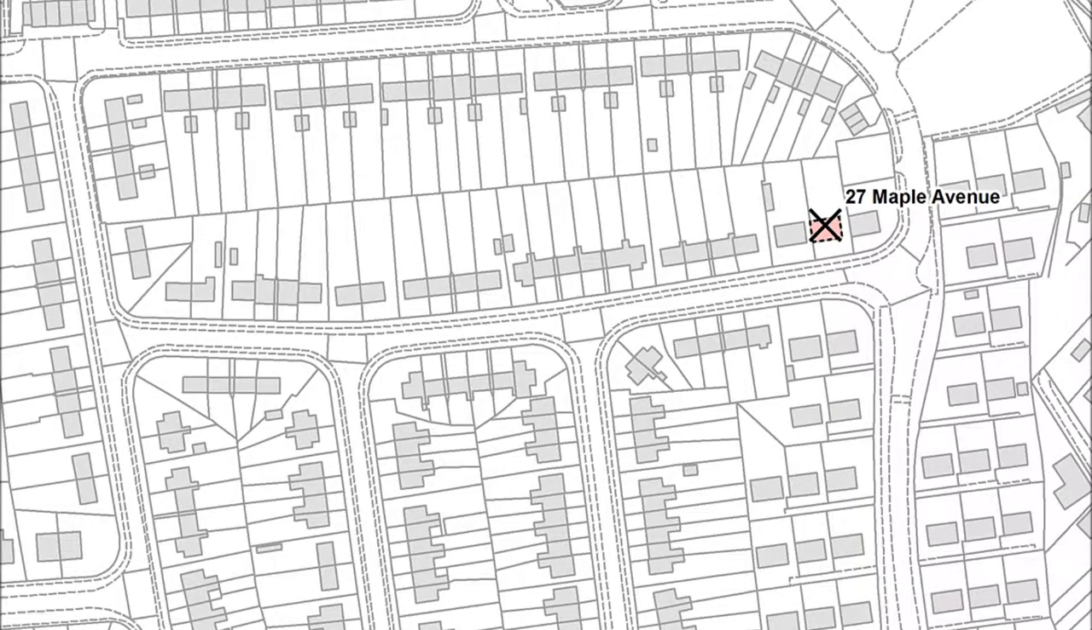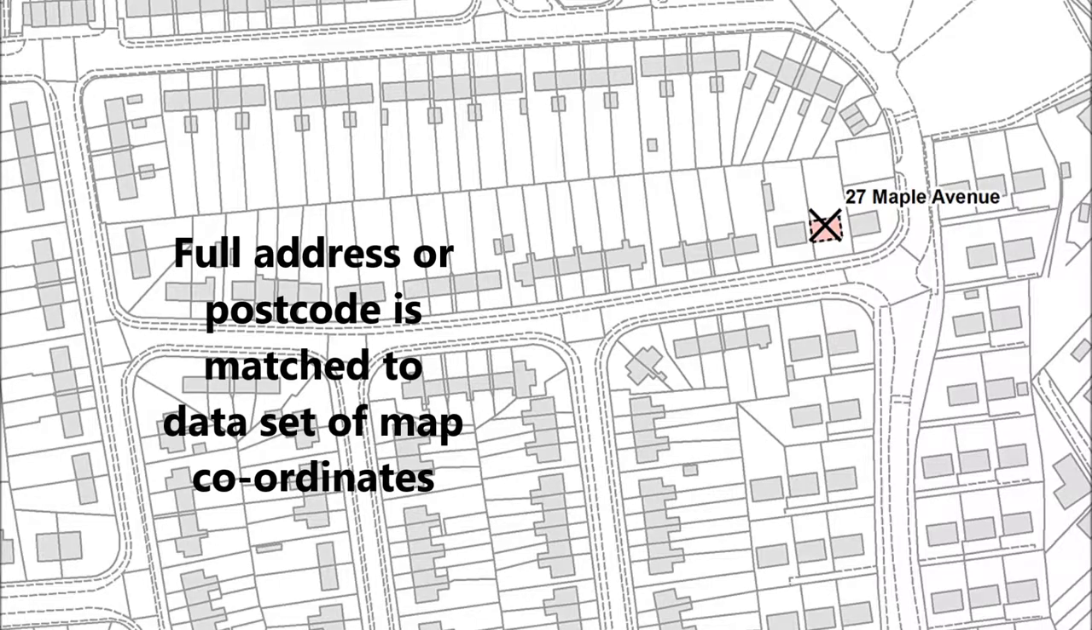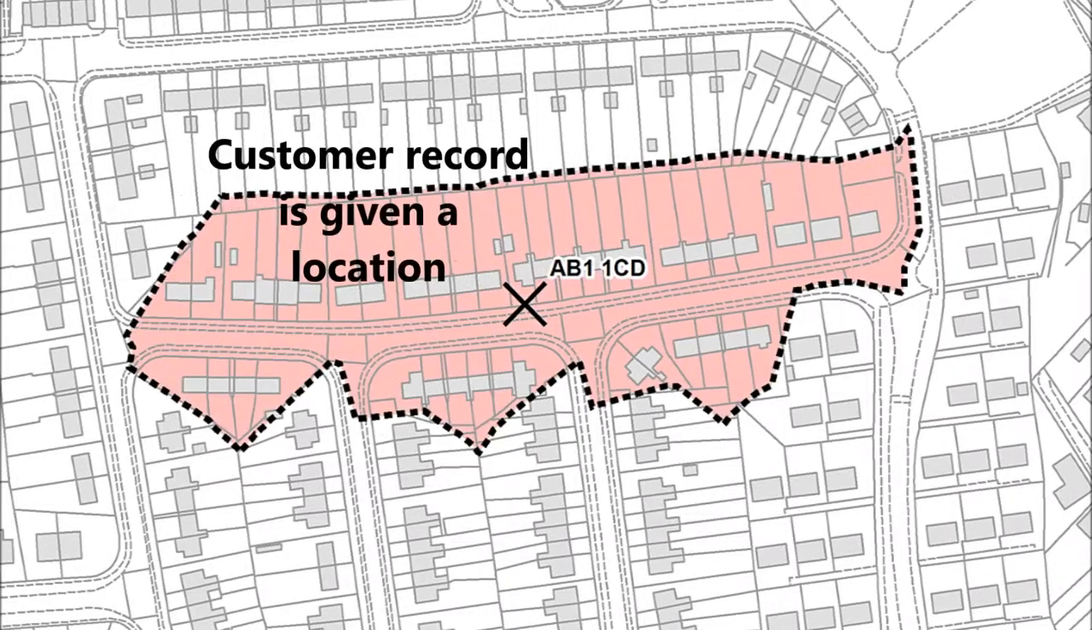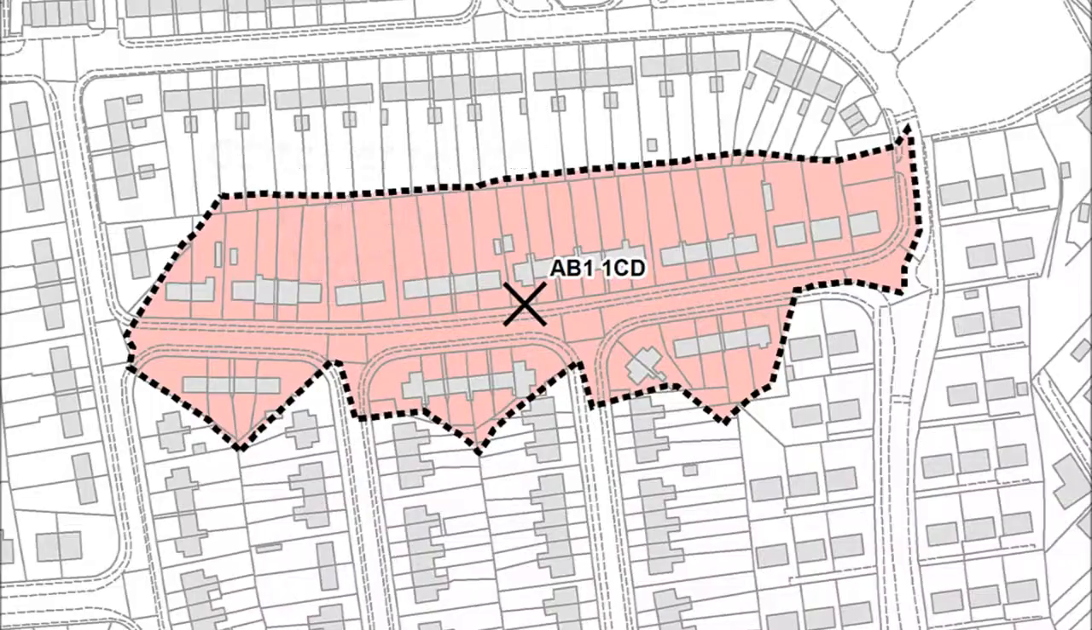Secondly, geo-referencing the data. The next step in the process will often be to geo-reference the address dataset. Geo-referencing is the process in which the full address or the postcode of the business data is matched to a dataset of map coordinates to allow each customer record to be given a specific geographic location. Geo-referencing or geocoding can be carried out to differing levels of accuracy according to whether we're starting with a full address or just a business postcode.